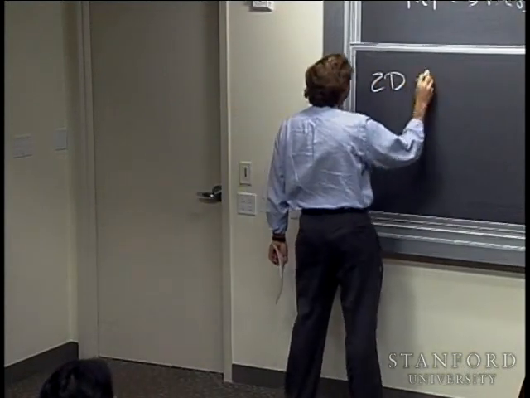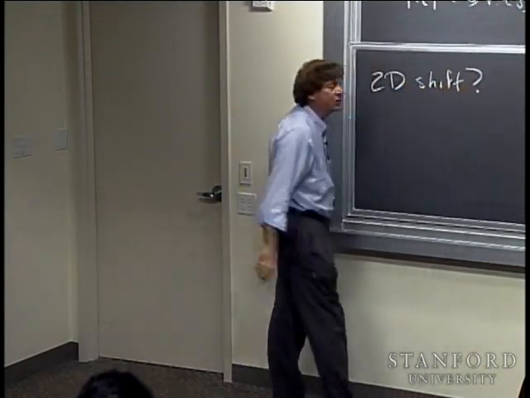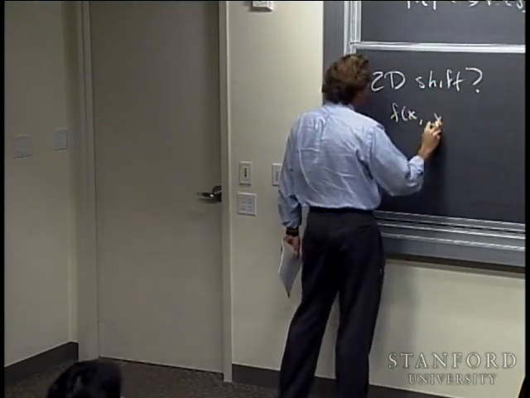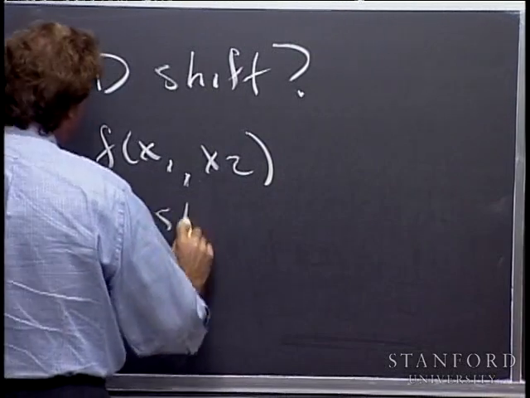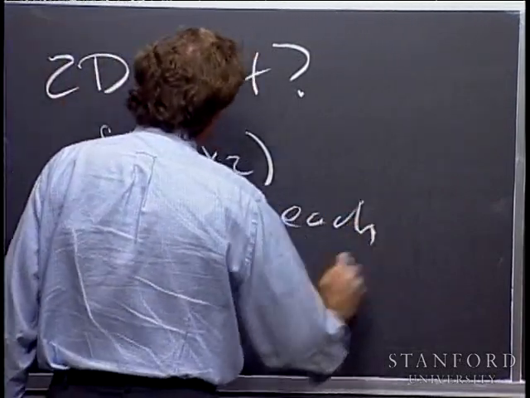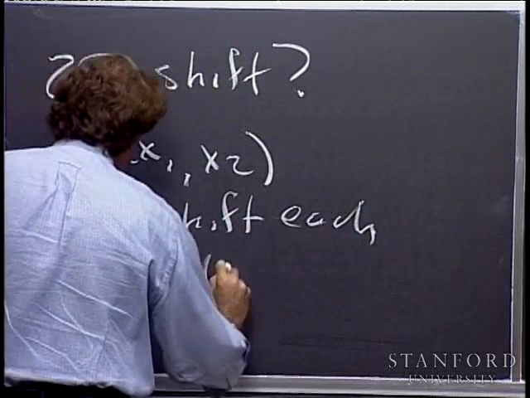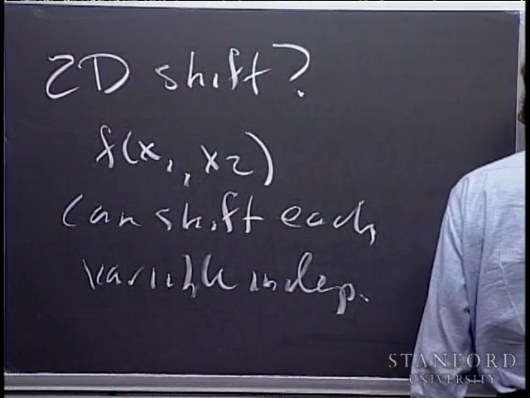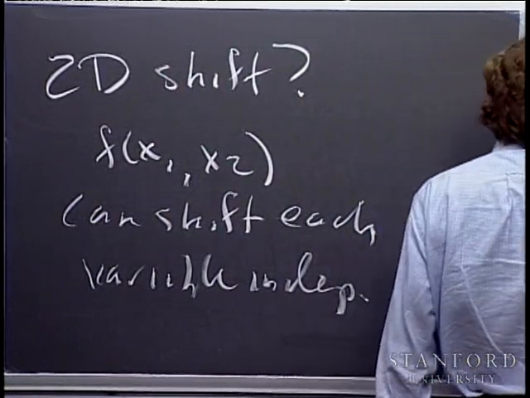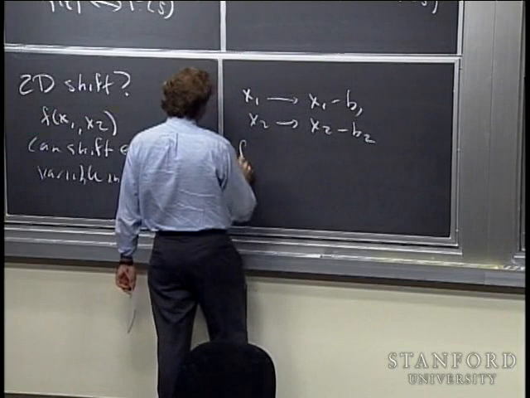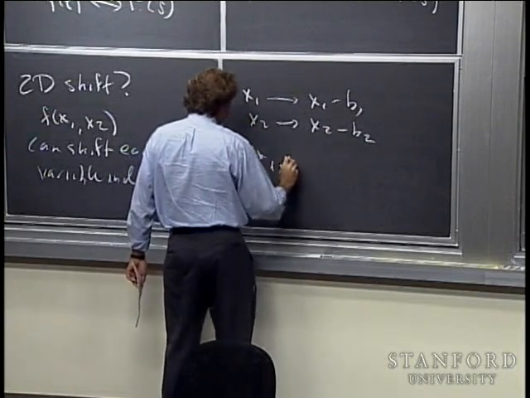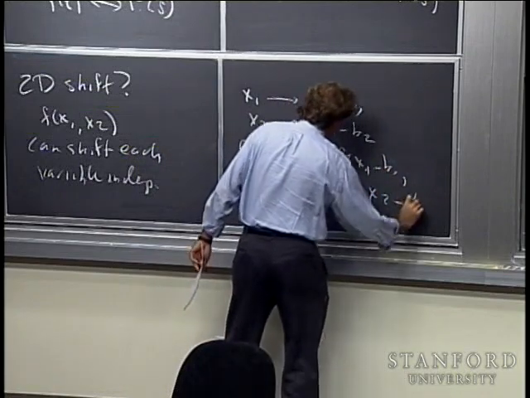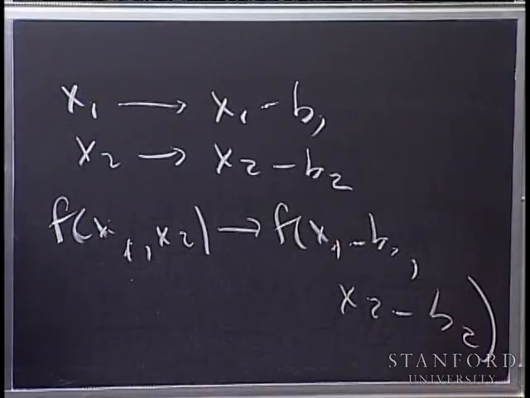What's a 2D shift? When I say a 2D shift, I mean a function of two variables, and what does it mean to shift it? Well, if I have a function f of x1, x2, then you can shift each variable independently. So x1 can get shifted to x1 minus b1, and x2 can get shifted to x2 minus b2. And so the function f of x1, x2 can get shifted to f of x1 minus b1, comma x2 minus b2. All right, and the question is, what happens to the Fourier transform if you make that shift?